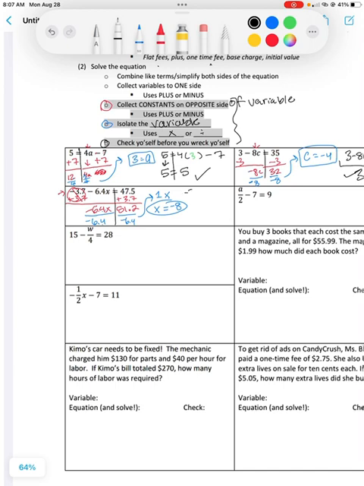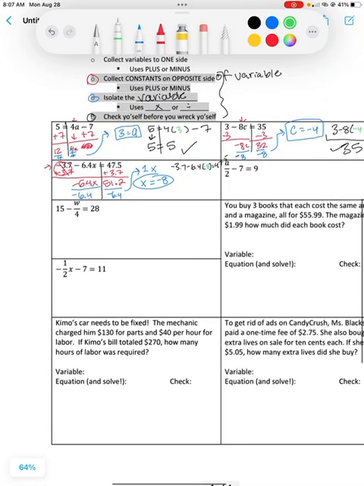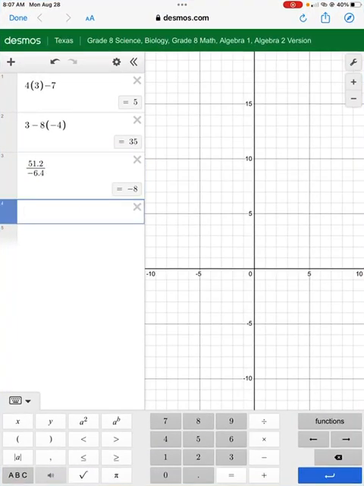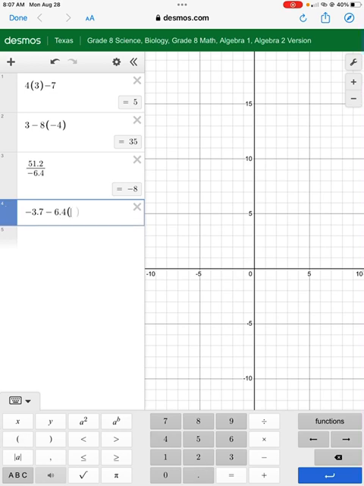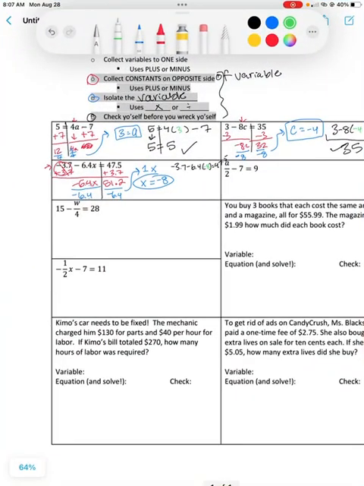So we have -3.7 minus 6.4 times whatever x is equals 47.5. X is -8. So now we'll type that in, -3.7 minus, I think it was 6.4, 6.4 times -8. And we get 47.5, which I believe is exactly what we wanted, yep. So we got 47.5 equals 47.5, which means we were correct.